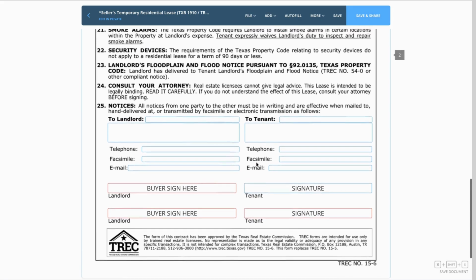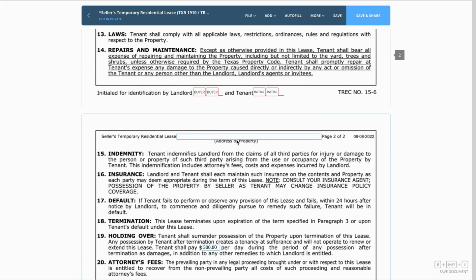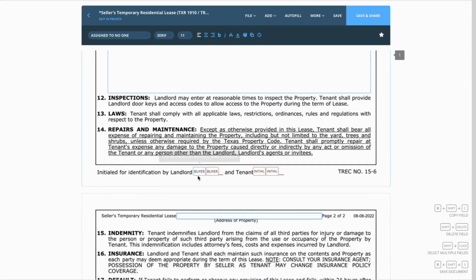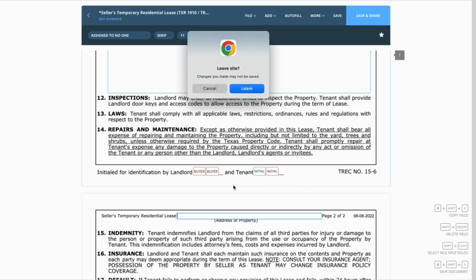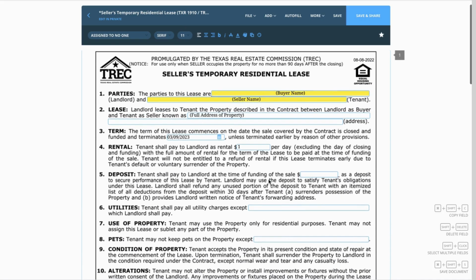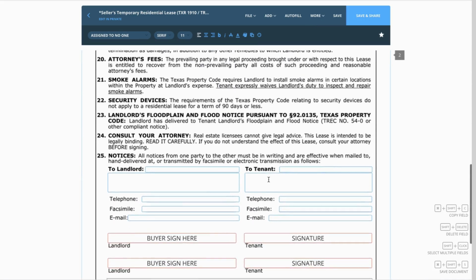All right, and make sure at the very top that it has the address of the property, and also have the buyers and sellers, or tenants, initial at the bottom. That's all for the seller's temporary residential lease and how to fill that out.